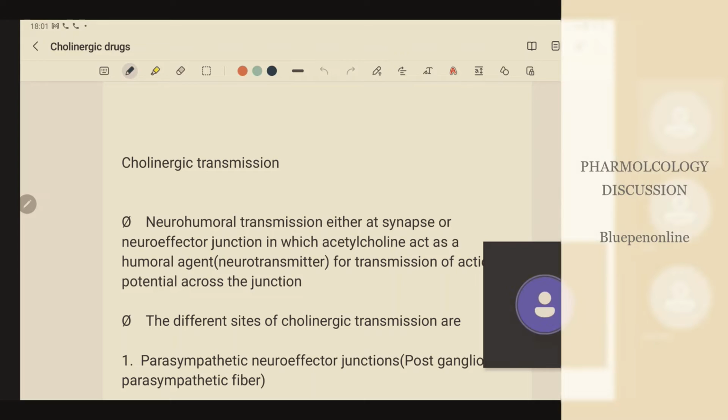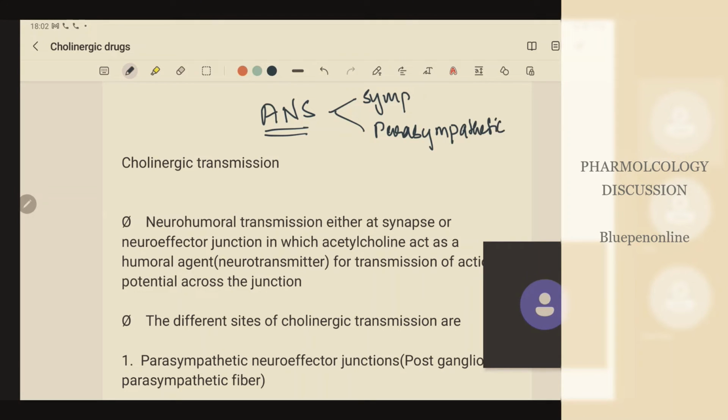I'll start with a simple topic, the basic one, that is the ANS, your autonomic nervous system. This is the basis, and then we'll see how it goes further. In physiology and anatomy, we have divided the autonomic nervous system into sympathetic and parasympathetic. But in pharmacology, we are going to divide it into two other systems based on your drug targets.